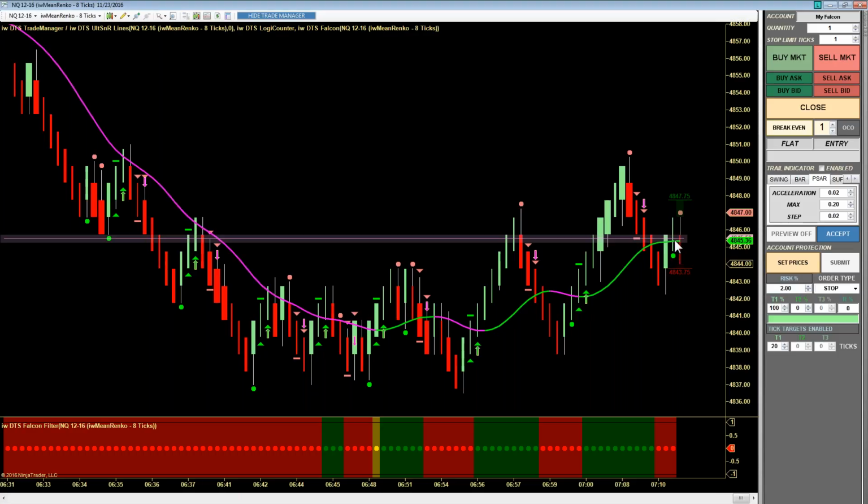I'm just checking the Falcon here. We're still not producing a signal. We're getting messed up by the trend lines. We're getting messed up by the filter. I'll let you know when we get one. But the signal is only part of it.